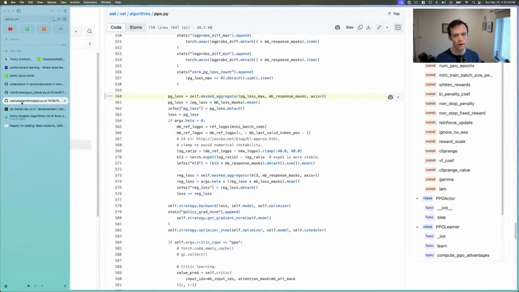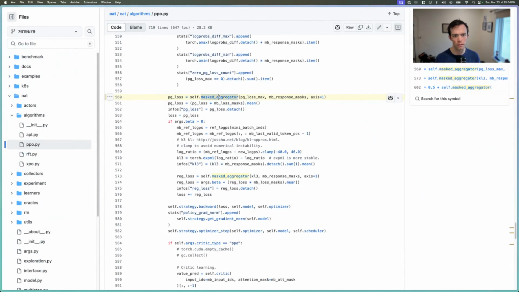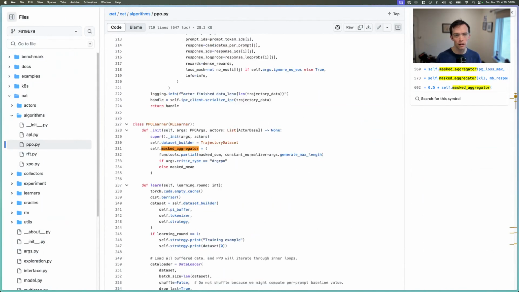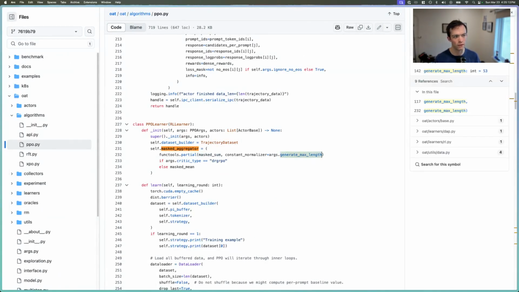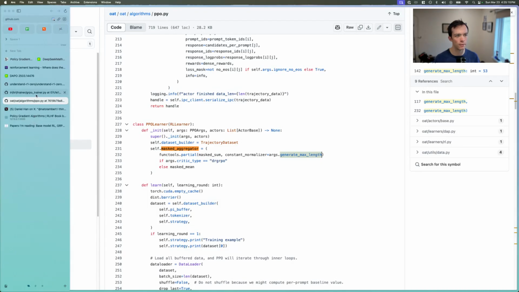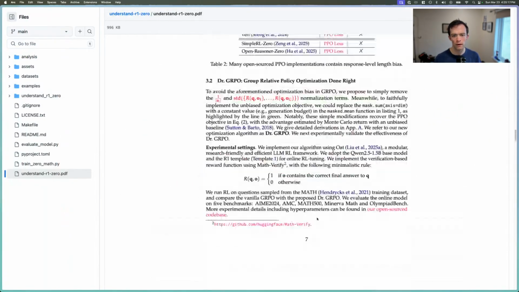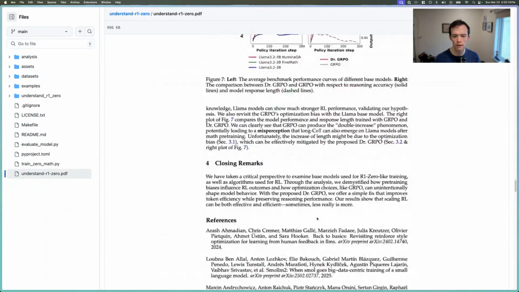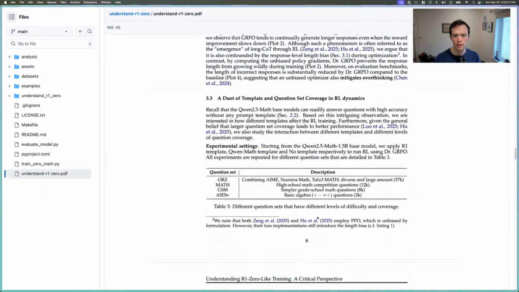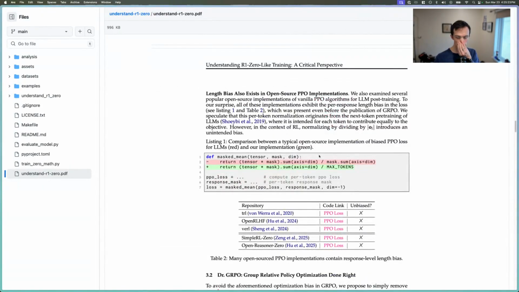And if we compare to their implementation here, what they have is this masked aggregator function. And masked aggregator, instead of using a masked mean, is doing a masked sum, and they're normalizing by the max length, which is what they say in the paper right up here. Instead of normalizing per the response length, they're normalizing per the max length of the tokens here. So kind of normalize every possible token in the batch.